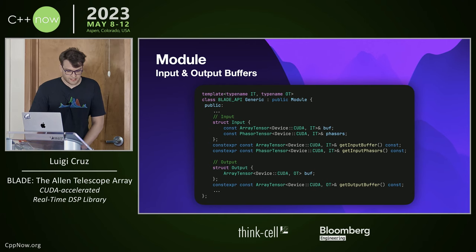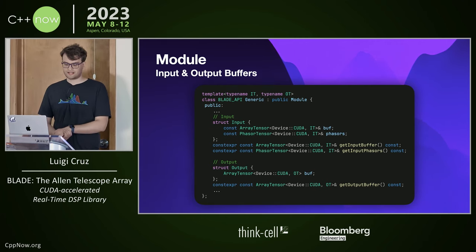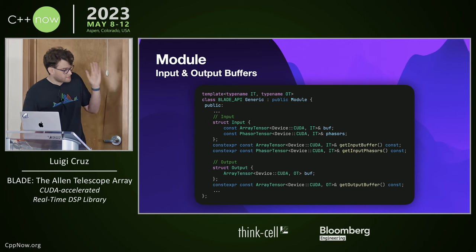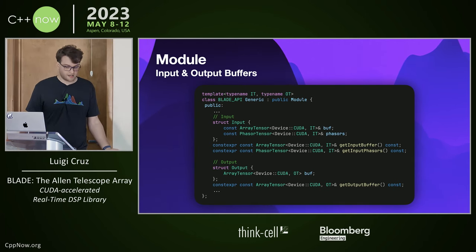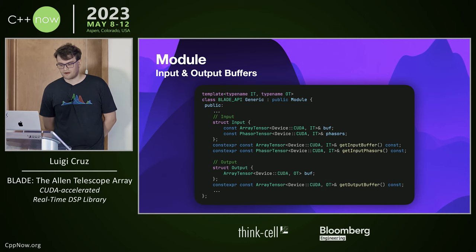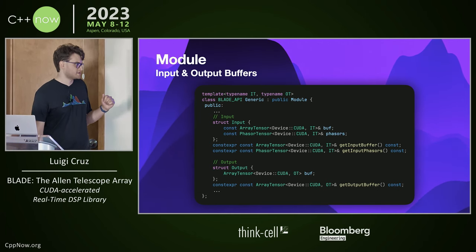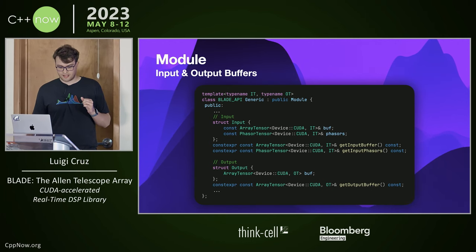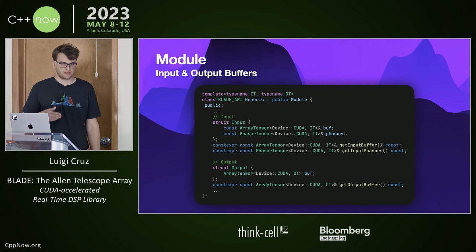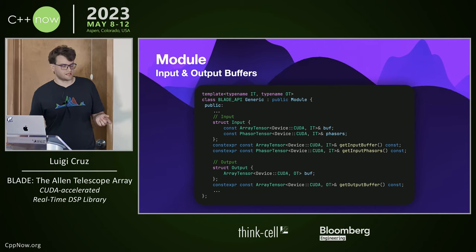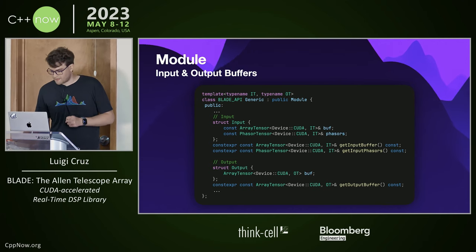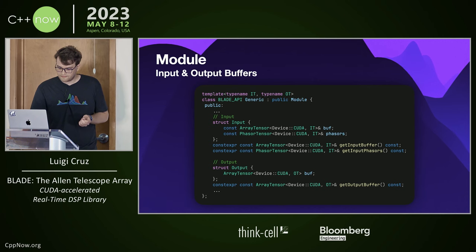Now, here are the input and output structs. Notice that each element can be accessed after instantiation by these methods here. The get input buffer name can be modified as the user wants. And the input struct has only constant buffers because the module can't modify the incoming data. It's assumed that it's read-only data, but in the future this might change because we want to do some in-place kernels because of the memory limitations we have.